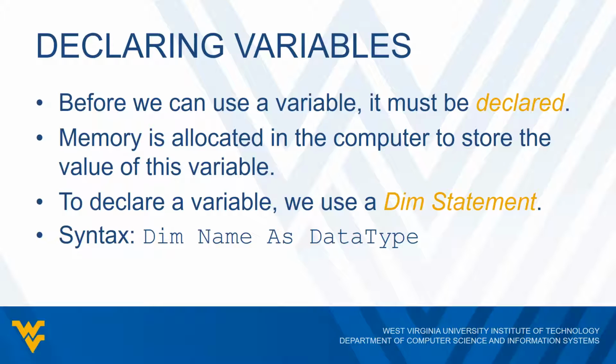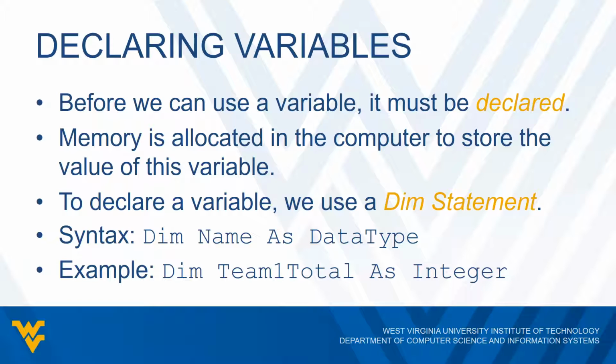So it's a little different than what we've seen in other languages. For example, if we wanted to declare an integer called x in Java, we would just say int x and then a semicolon. But here, we would have to do something like dim x as integer. Or let me give you another example. We can have something like dim and then maybe team1 total, and that's our identifier, and then as integer. But the whole point here is whenever we want to declare a variable, we have to have the word dim, the name of the variable, the word as, and then the actual data type.